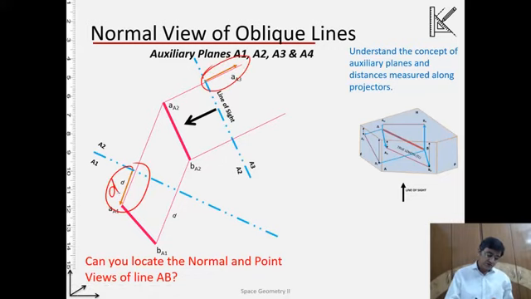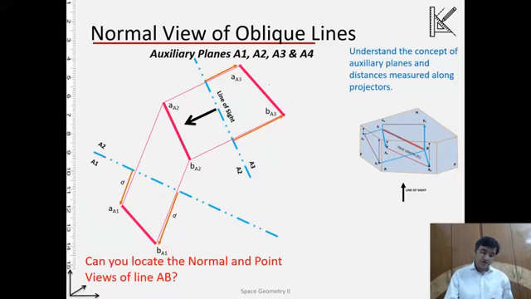So if this is D1, here also it is D1. Similarly, if it is D2, I am applying this D2 here. So point B, and that is how we will be generating the projection of the line, and this projection is the normal view, or the line now is the true length.